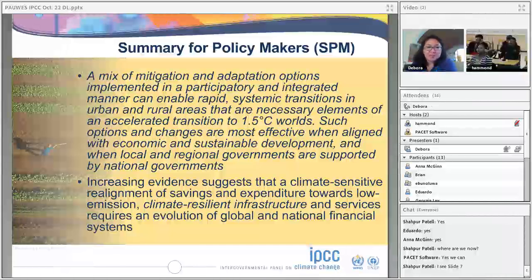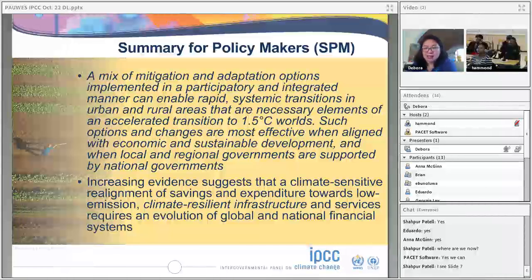There is also increasing evidence suggesting that a climate-sensitive realignment of savings and expenditure towards low-emission, climate-resilient infrastructure and services requires an evolution of global and national financial systems. So there needs to be an increase in how financial flows work, both for mitigation and adaptation.